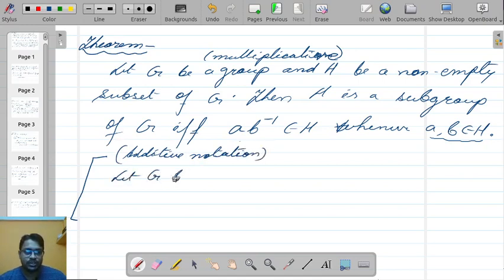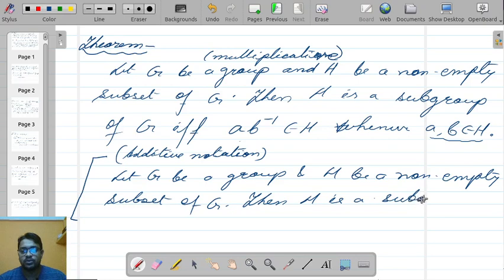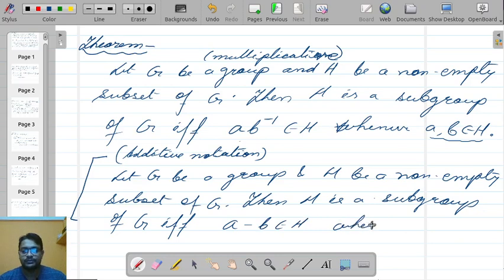So let G be a group and H be a non-empty subset of G, then H is a subgroup of G if and only if A minus B belongs to H whenever A, B belong to H, okay. So this is the additive notation.